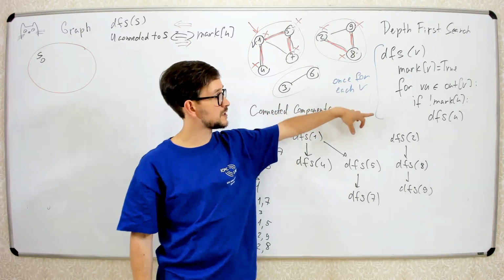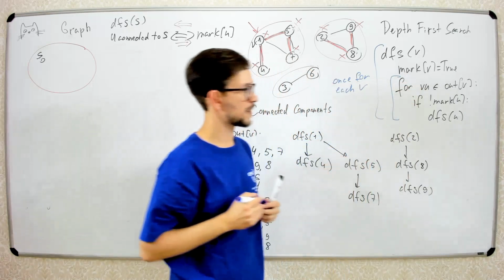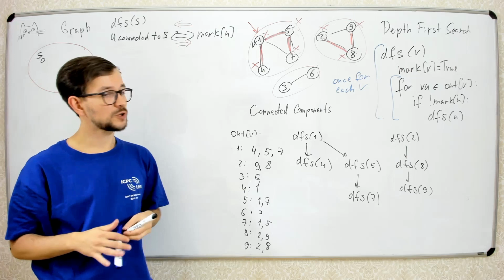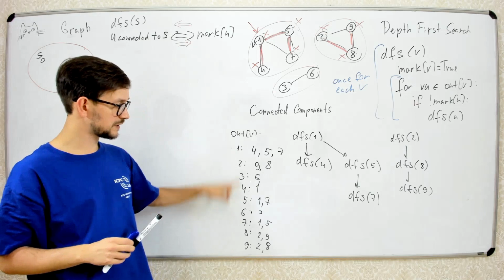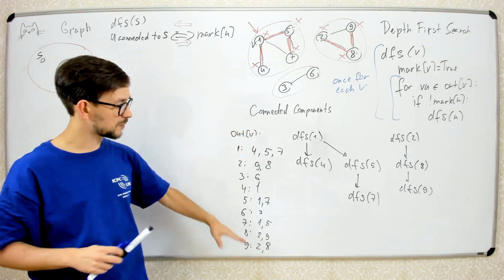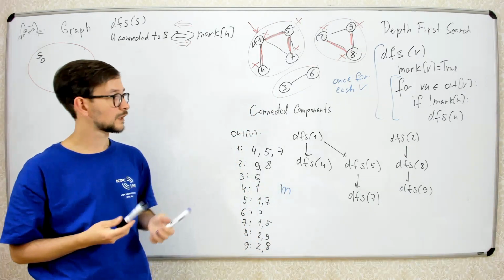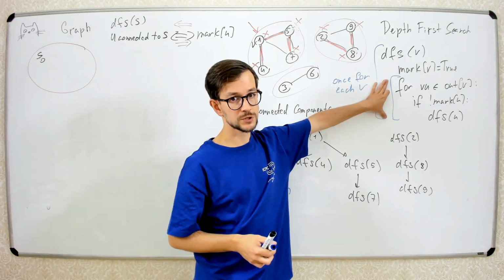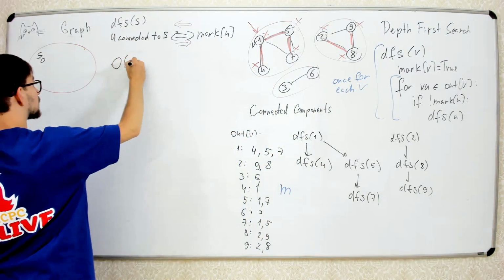Now, what happens inside this DFS? We iterate through all edges connected to node v. What is the total length of all these lists? For each list, we'll iterate through all elements of this list, right? So the total number of elements of these lists is m. So the total time complexity of all these loops is m.